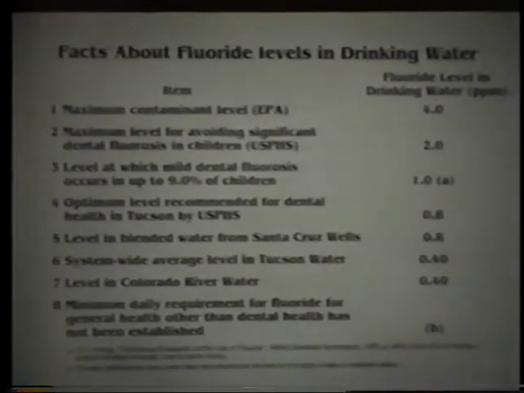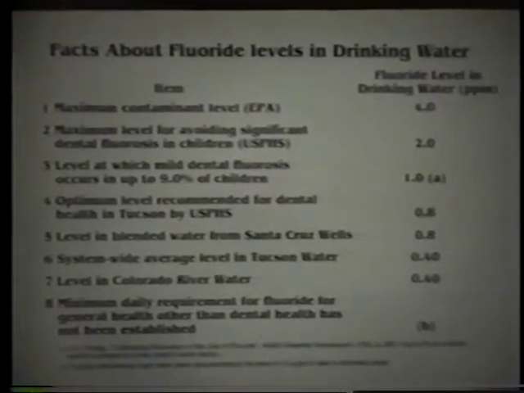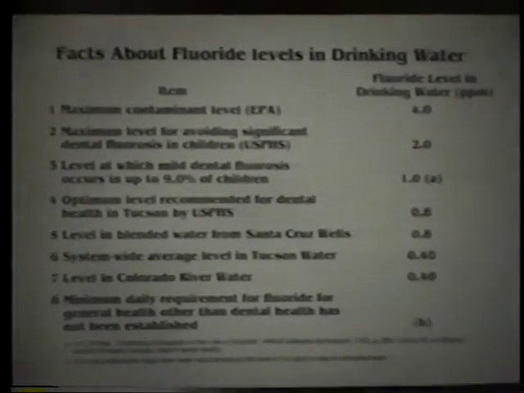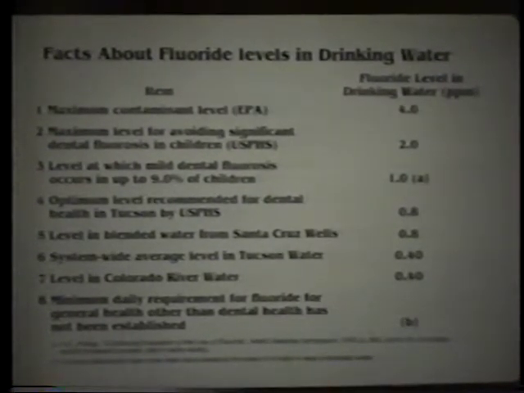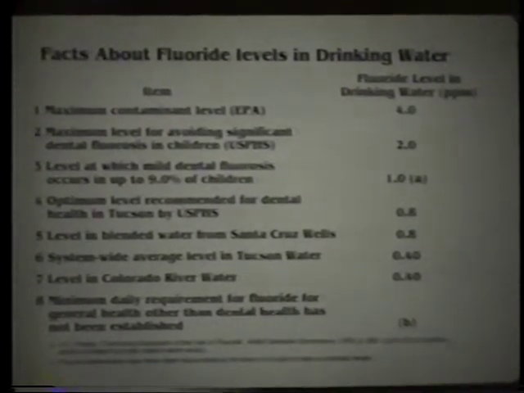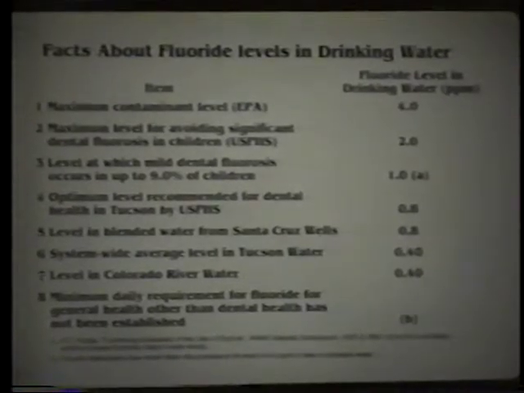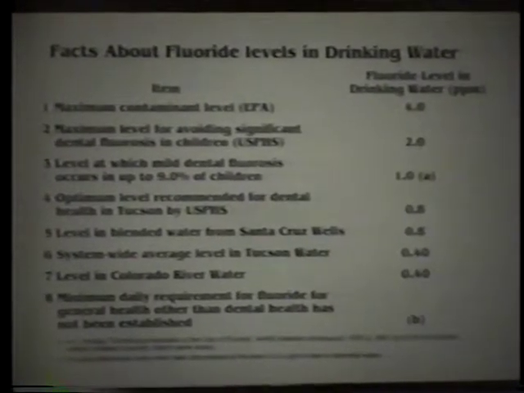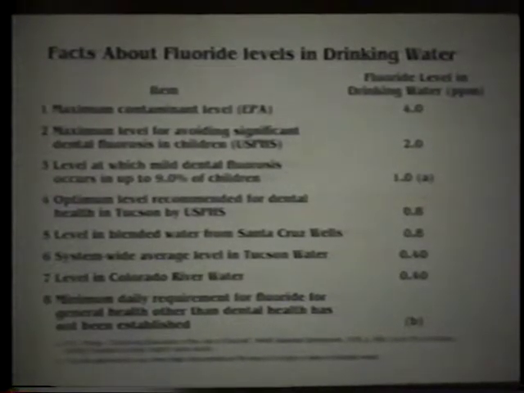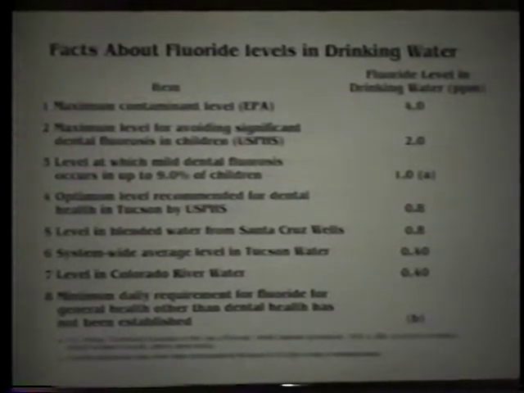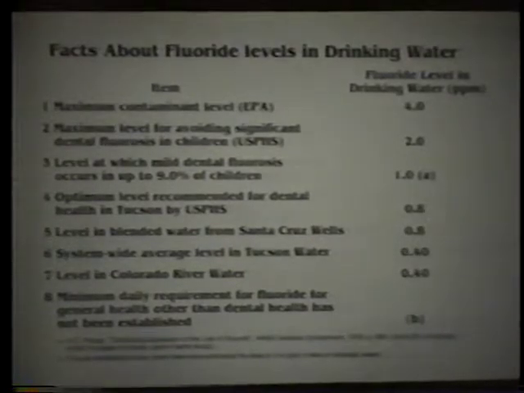Now, in Tucson, we have 200 wells pumping water, but they're pumping different quality of water from different aquifers. A certain part of Tucson pumps water with 8.8 parts per million of fluoride, other parts 0.2, and the average is 0.4. The level of water in the Colorado River, which we were going to import and didn't, is 0.4. So those are just some facts.